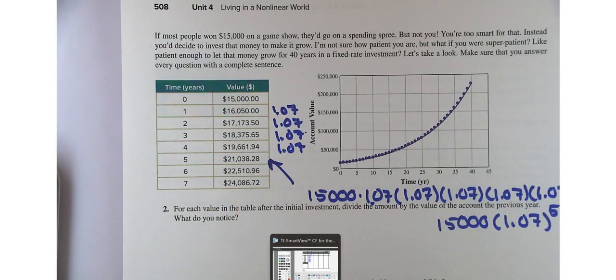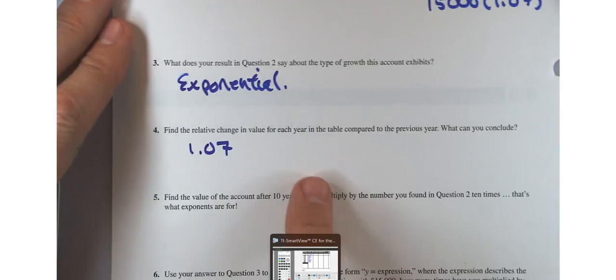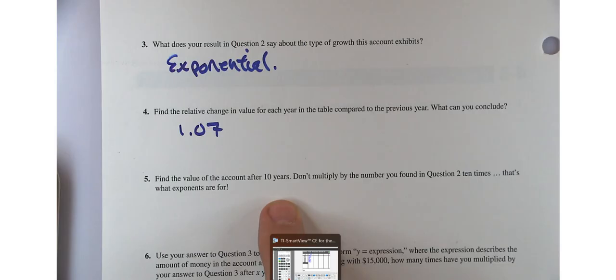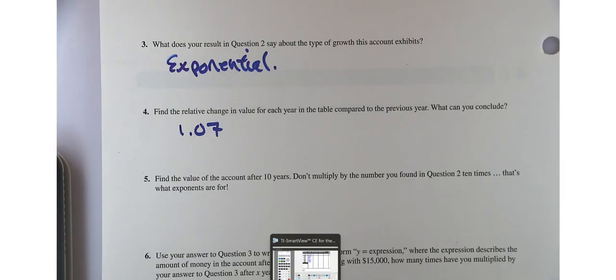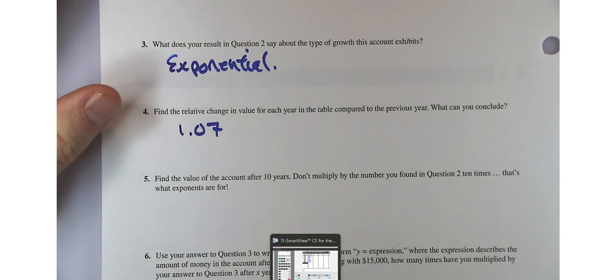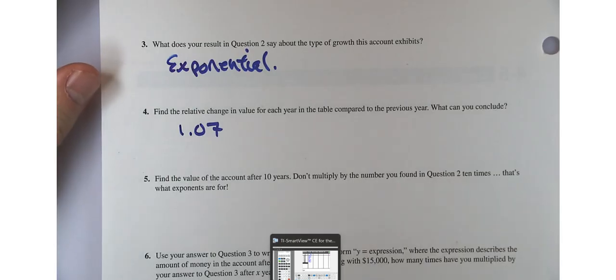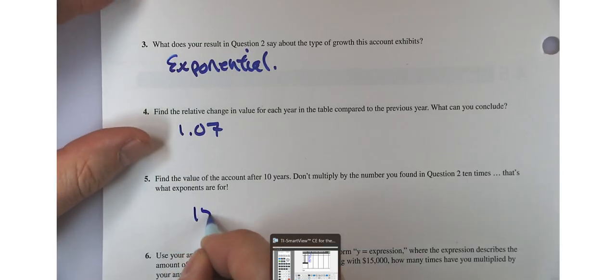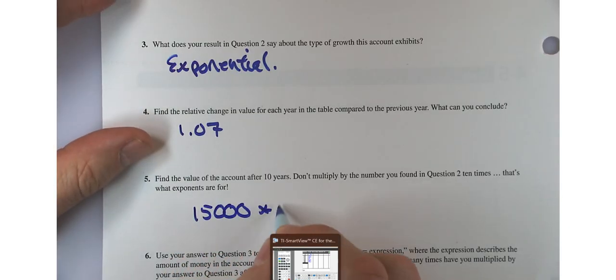Can you write a formula in general for this thing? Or what would I have to do if I wanted to figure out how much money I'd have in the 10th year? How could I write that? What expression would I use there? Scott? Trying to figure out an expression to calculate the amount of money I'll have in the 10th year. It would be 15,000 times 1.07. Nice. 15,000 times 1.07 to the 10th power. Nice.